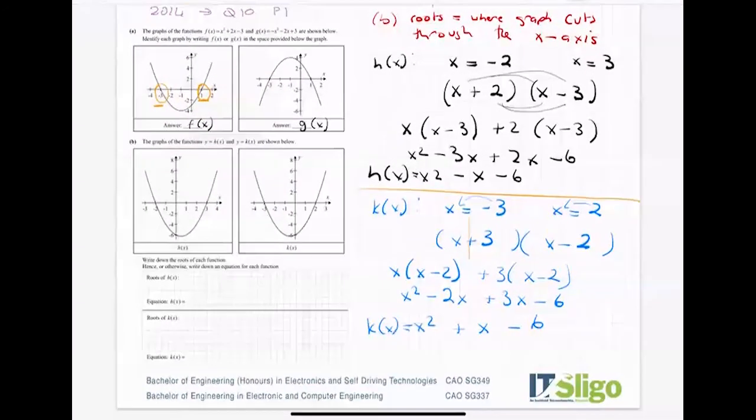Okay, so then to fill in your answer, the roots of h of x are where x is equal to -2, x is equal to 3, and the equation x squared minus x minus 6. The roots of k of x, where x is equal to -3, x is equal to 2, and the equation x squared plus x minus 6.